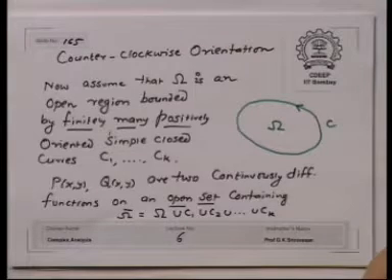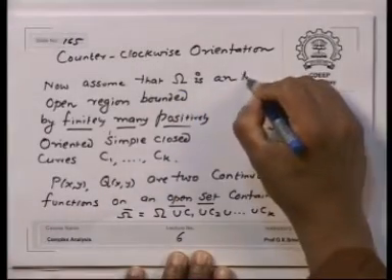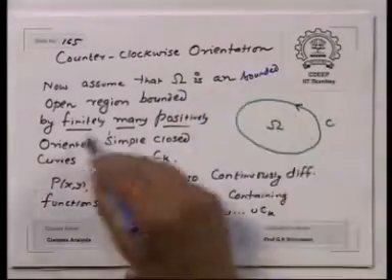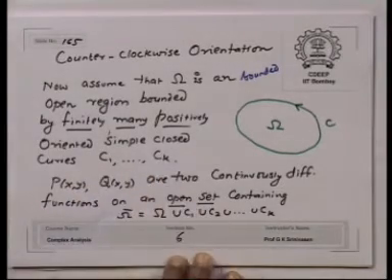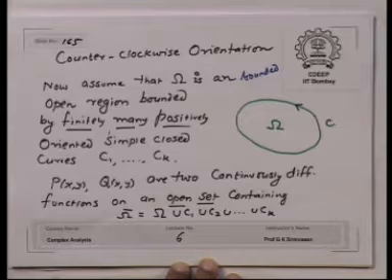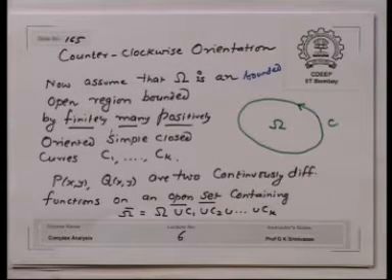Now we shall always assume that we have a bounded open region whose boundary consists of finitely many oriented simple closed curves, okay? And I'm going to take the positive orientation unless mentioned otherwise. If I say oriented, it means positively oriented unless the contrary is explicitly mentioned.